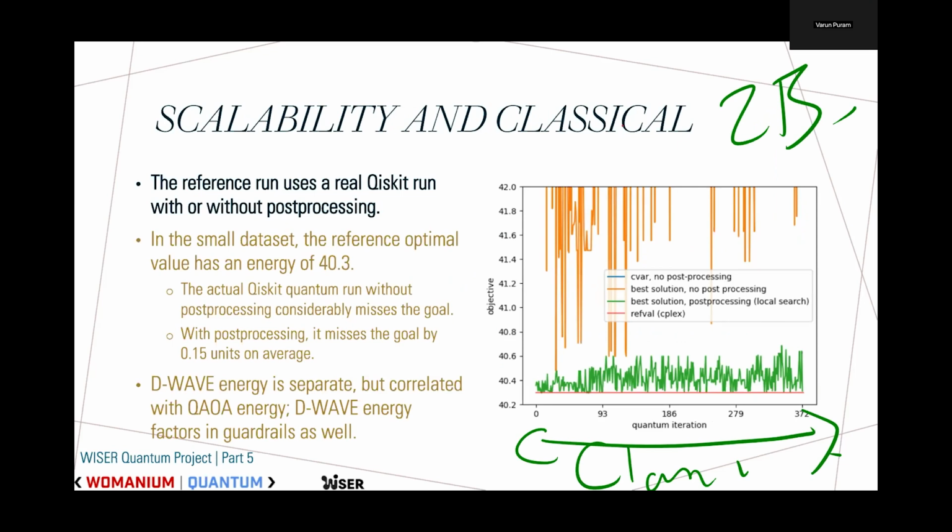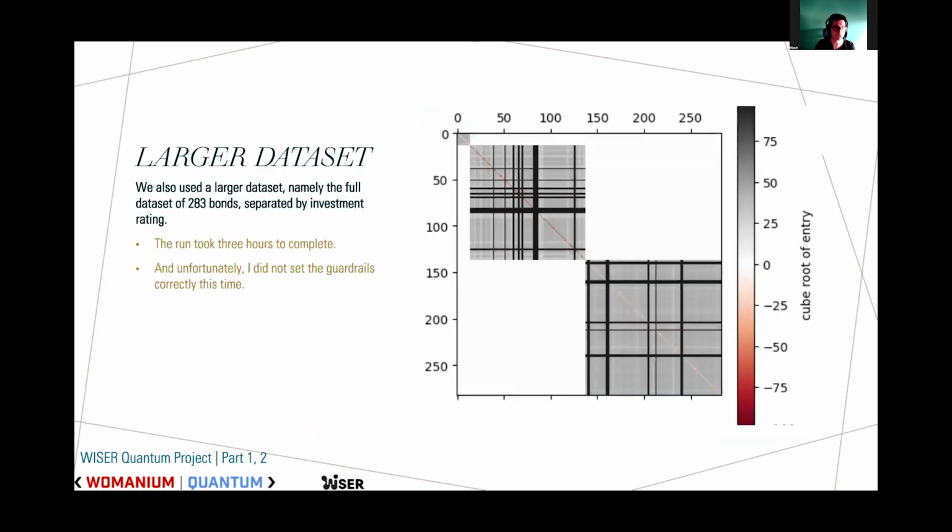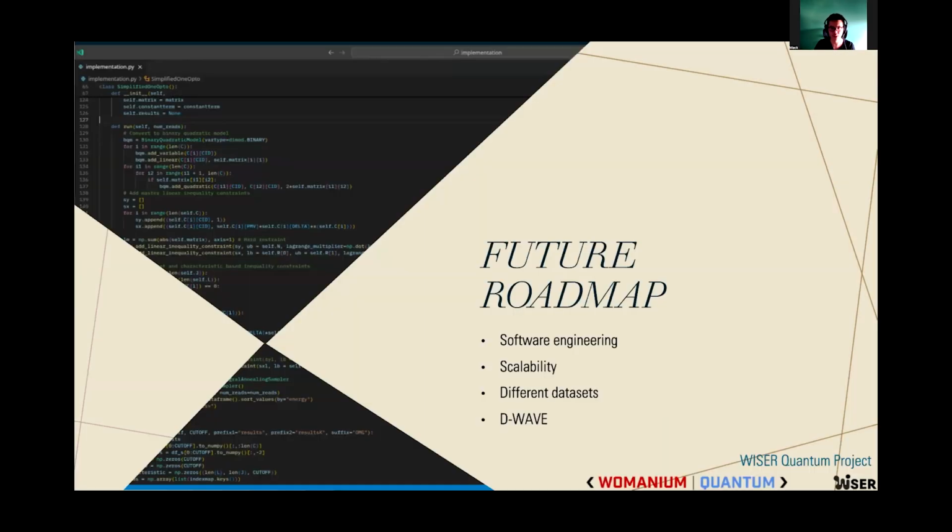Conclude your presentation. Okay, so this is our larger data set with 283 bonds. So it's able to scale. It took 3 hours to run. We will conclude this with our future roadmap.